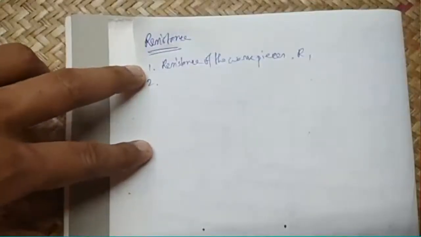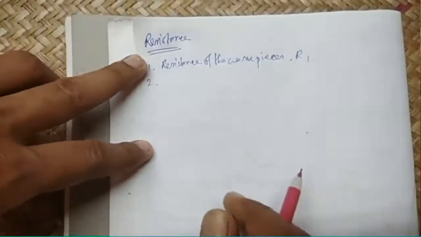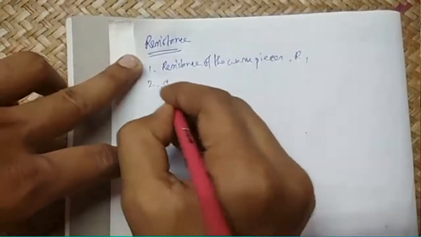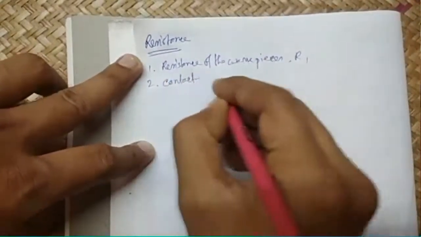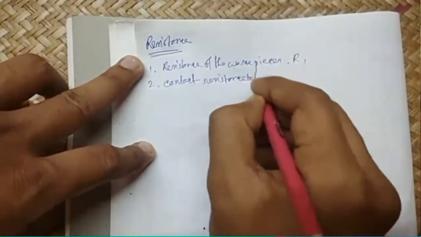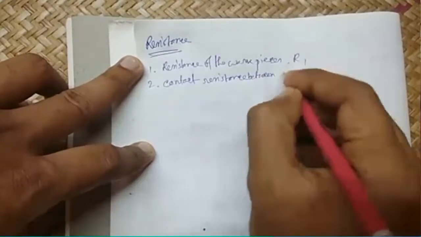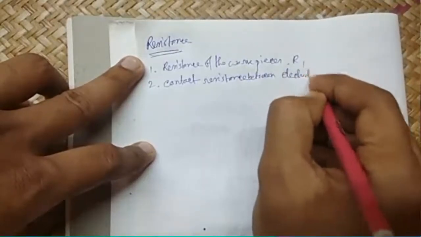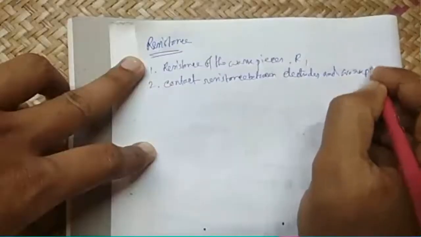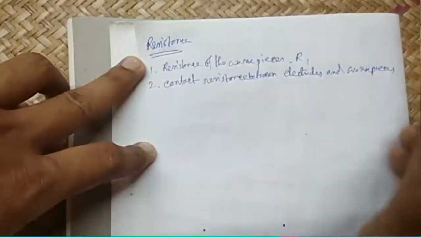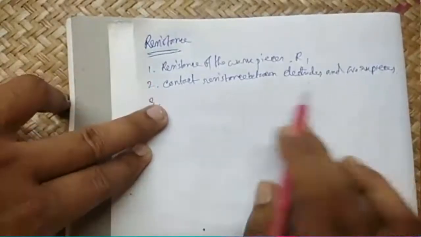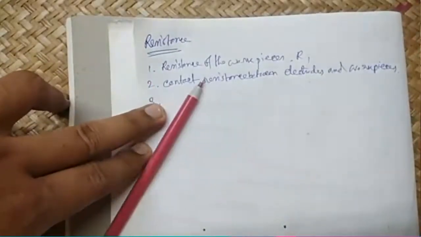Number two, the contact resistance between electrodes and workpieces. So upon providing higher pressure, this resistance lowers.